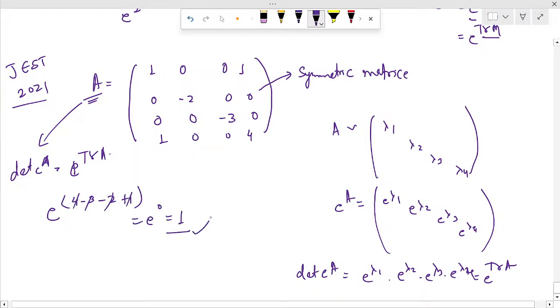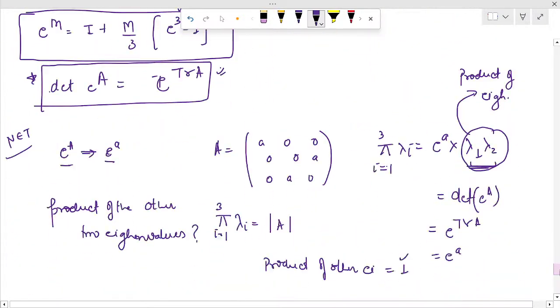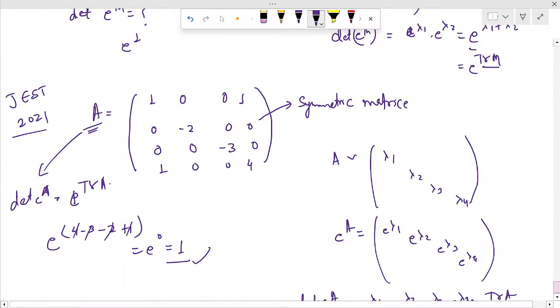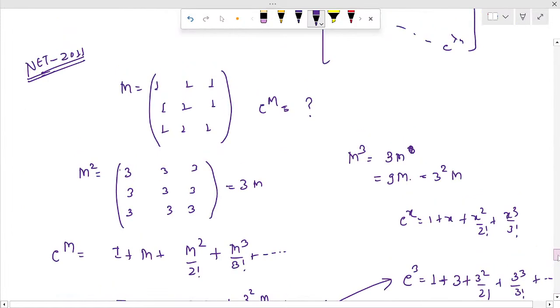The answer would be 1. So the same concept is being repeated time and again. It has been asked in the NET exam, in the TIFR exam, and again in the JEST exam. So please focus on these points. Matrix exponential, again they're asking.